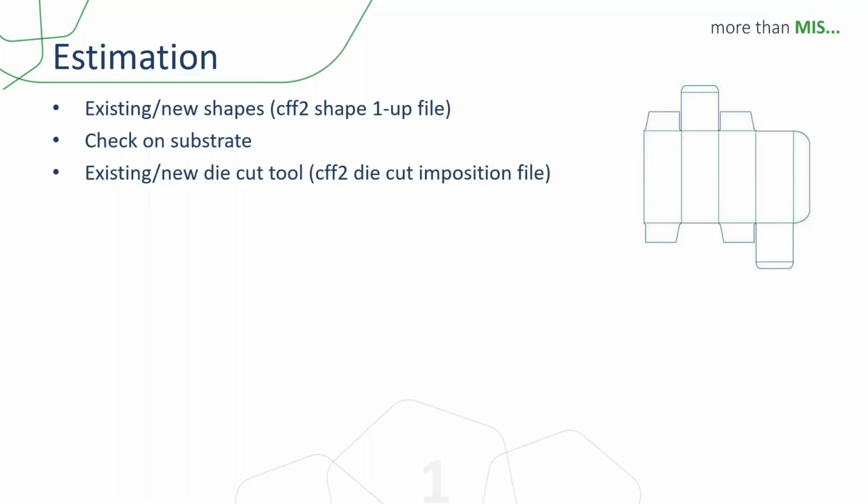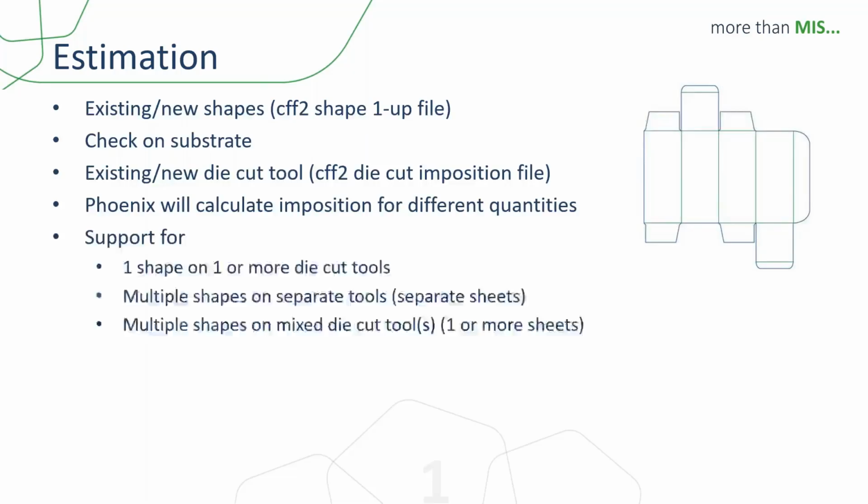Next part is we will select existing, or we will make a new die cut tool for this imposition, using again the communication with ArtiosCAD. The result of that is again a CF2 file for the die cut imposition. Then Phoenix will calculate the imposition for the different quantities, and this will create for us a quote.